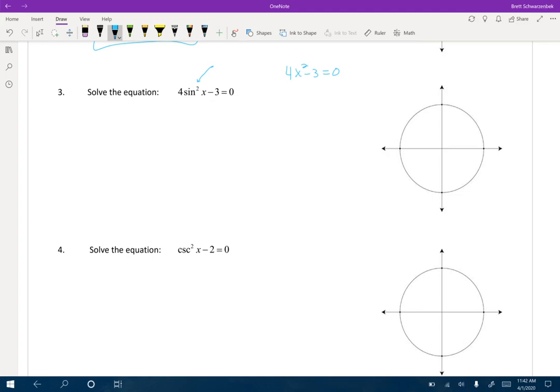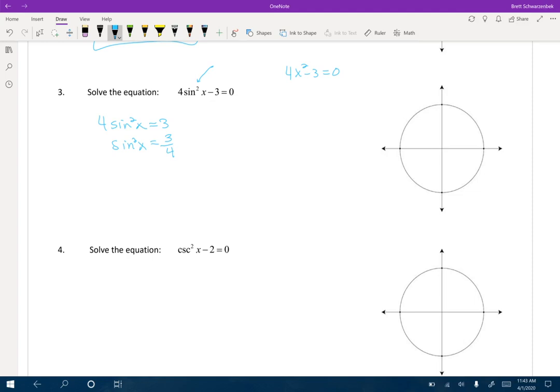So let's do that. So we want to add 3 over to the right, and then we want to divide by 4 in order to get 3/4. Okay, once we get to this step, we still haven't gotten a single sine x, sine to the first x. We still have a sine squared.